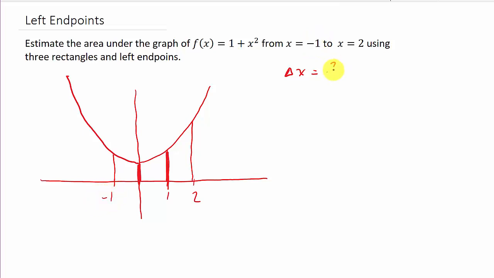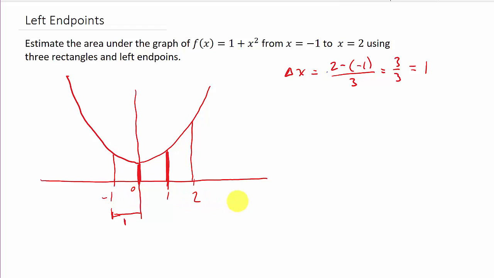Okay, so we've got 2 minus -1 over the number of rectangles we have. So the number of rectangles we have is 3, and so this is going to be 3 over 3, which equals 1. So you can see the width of each one of these rectangles here is 1. Each one of them, this is -1 to 0, 0 to 1, and 1 to 2.